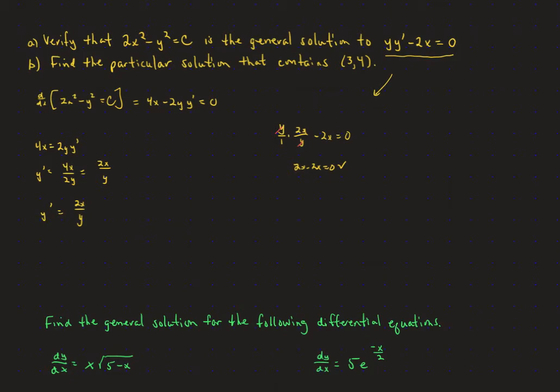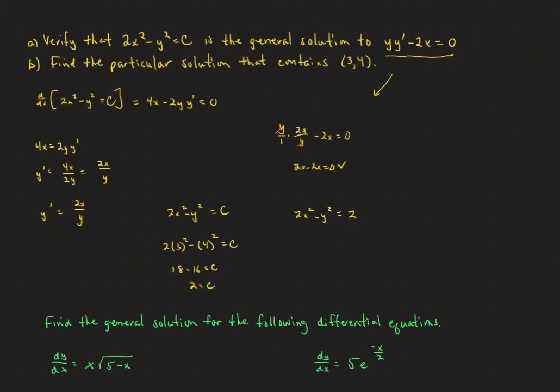So now we're going to come back to our 2x squared minus y squared equals c, and we're going to plug in the 3 for the x and the 4 for the y and see what that gives us for c. So 3 squared is 9, times 2 is 18, minus 16. Looks like c is going to be 2. So our particular solution is going to be 2x squared minus y squared is equal to 2. In general, what we would expect here is to get y by itself and solve for y.